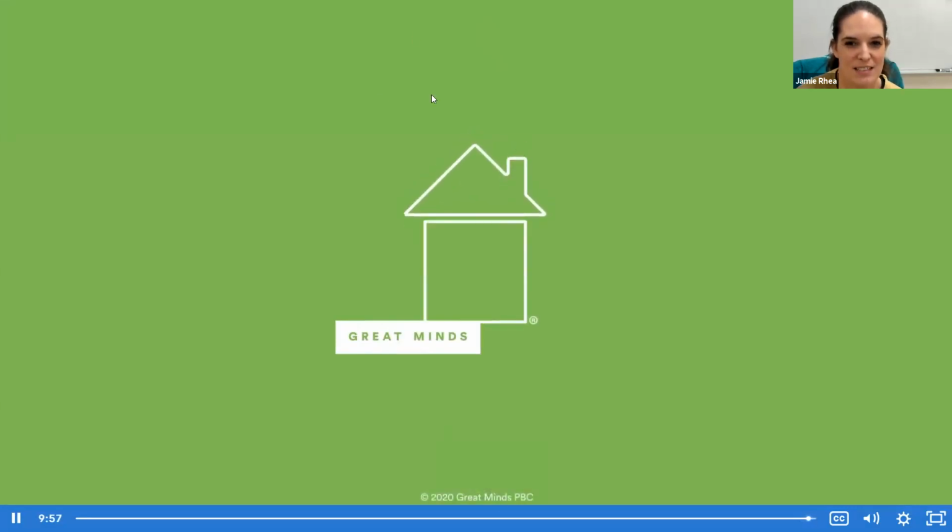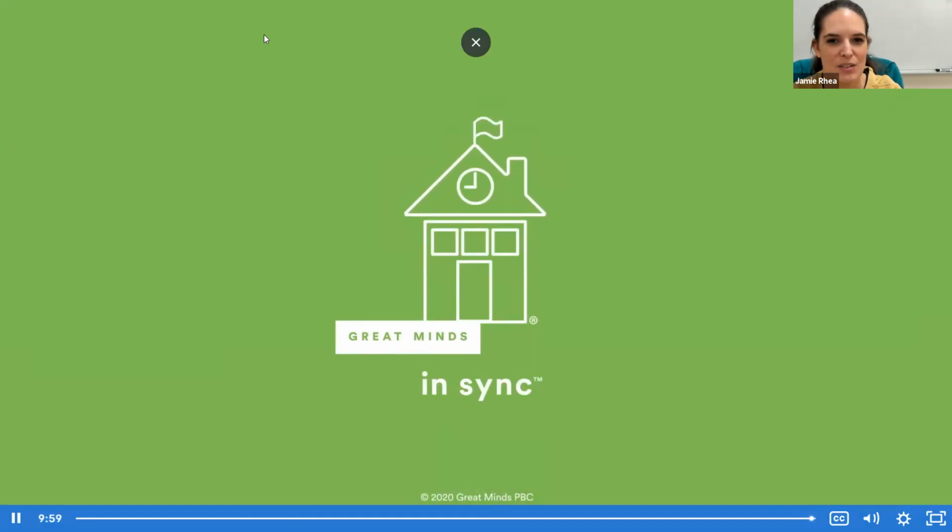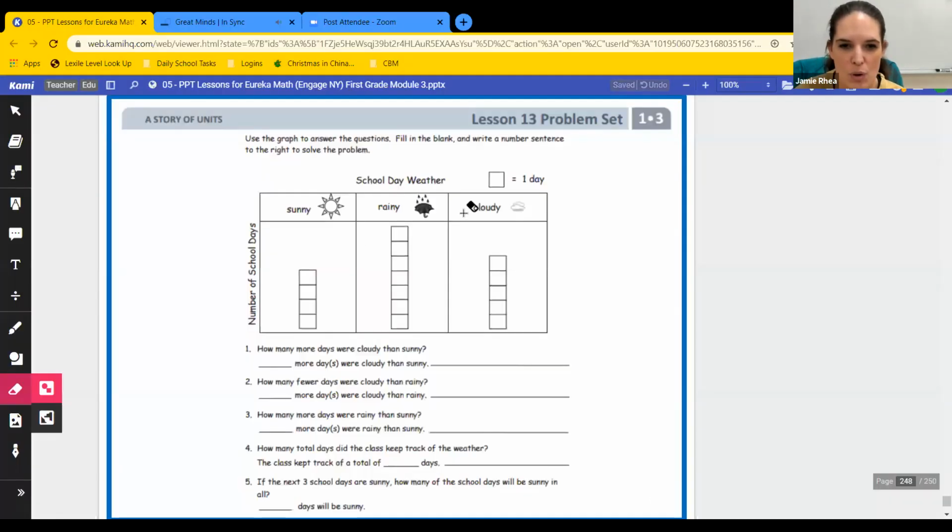All right, friends, let us go ahead. Oops. Let us go ahead and get out of that and go to our problem set. Okay, she said we're doing 1, 3, and 4 today. So let's look at our problem set and let's read our directions. It says, use the graph to answer the questions. Fill in the blank and write a number sentence to the right to solve the problem.